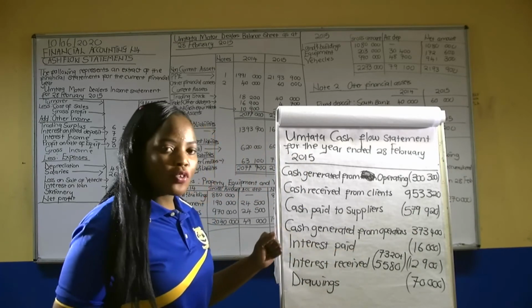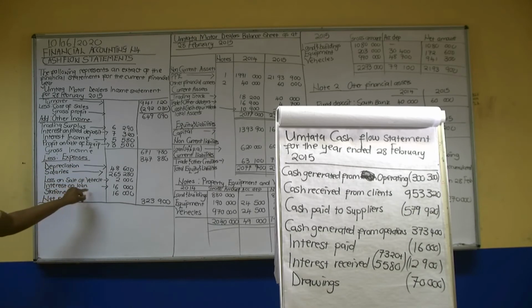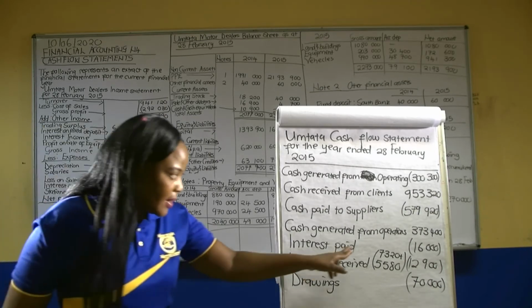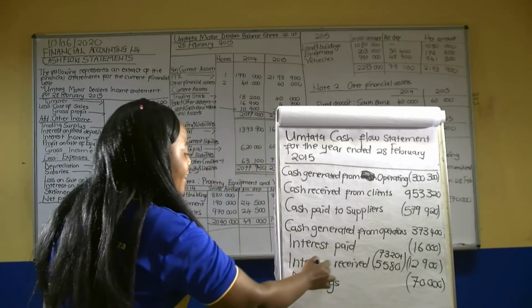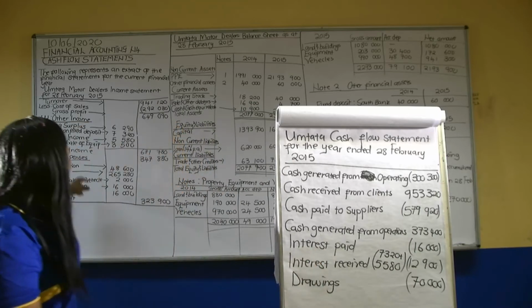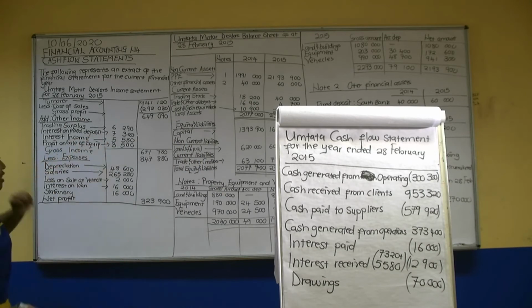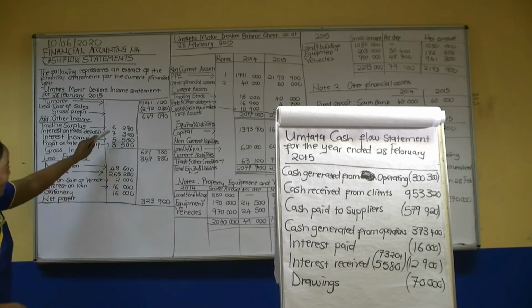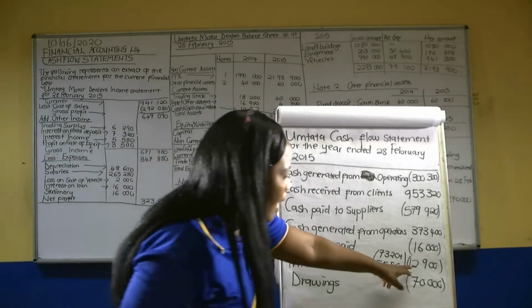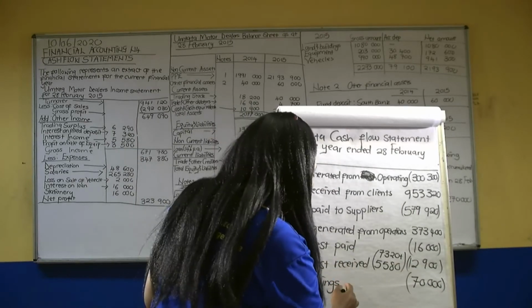Then you proceed on to your interest paid. Your interest paid, you get it from your income statement here, under your expenses. There it is, interest on loan 16,000. You take it there, interest paid 16,000. Then your interest received, you get it under your income statement as well, under other incomes. You discover that your interest on fixed deposit was 7,320, while your interest income was 5,580. So you add these two to arrive at this figure, which is equivalent to 12,900.